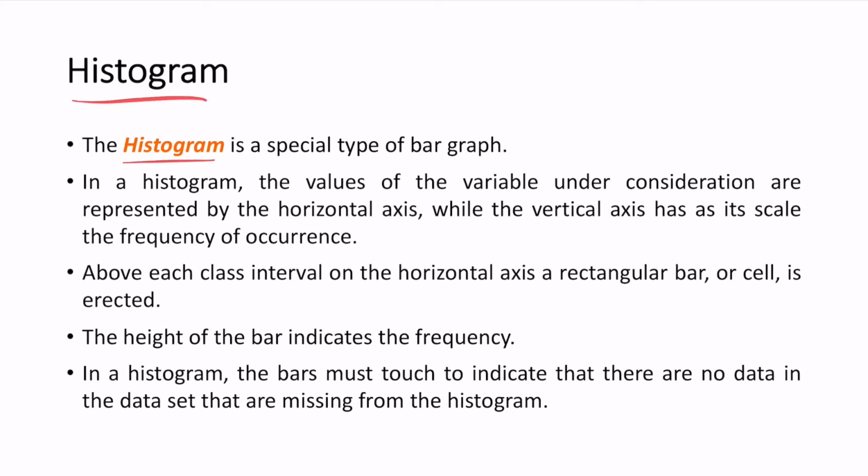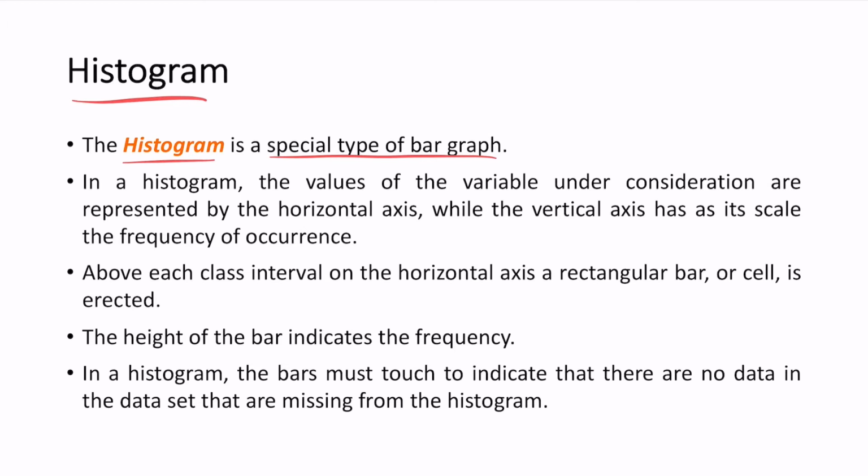A histogram is a special kind of bar graph. Bar graphs are of two types: bar diagrams and histograms. Histograms use quantitative data, meaning that we take data with numbers. Bar graphs use qualitative data, which means categories. So these are the two types.